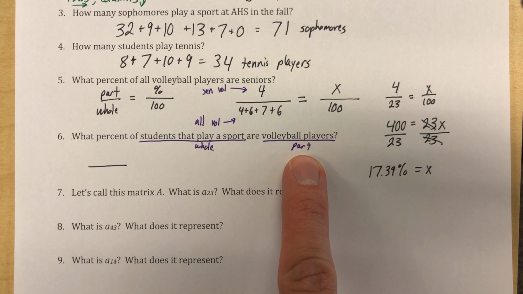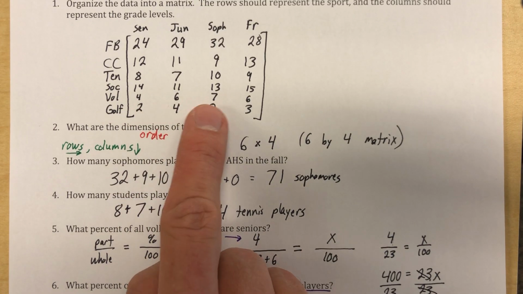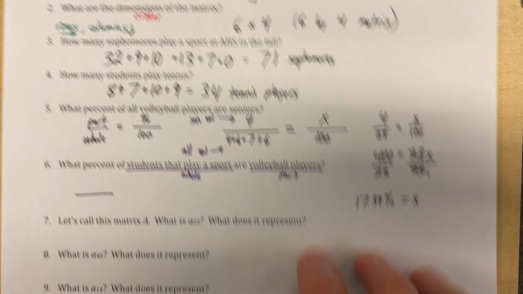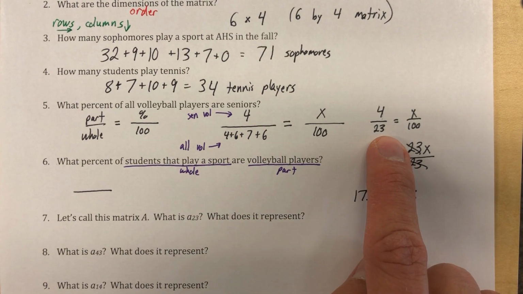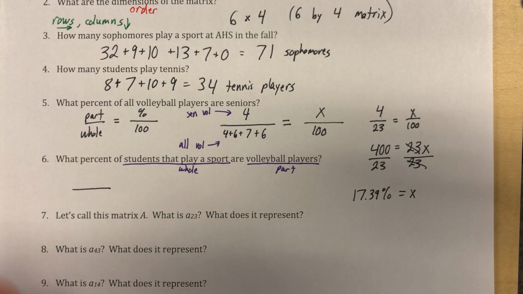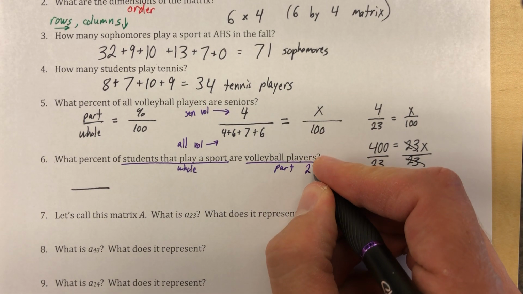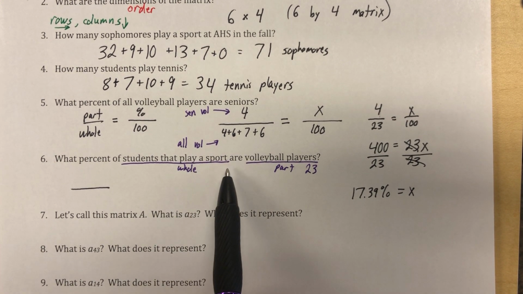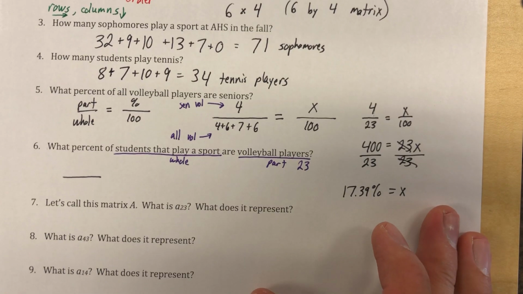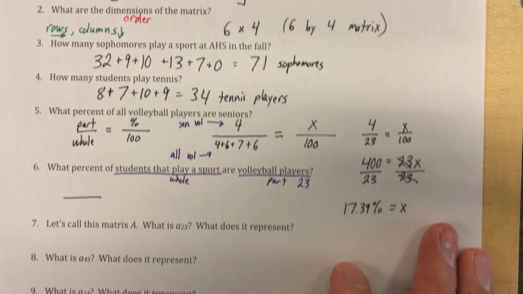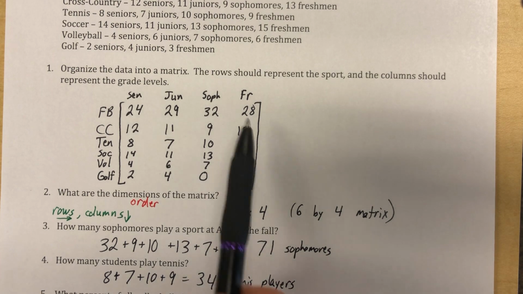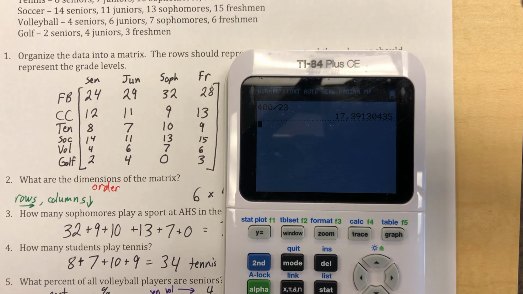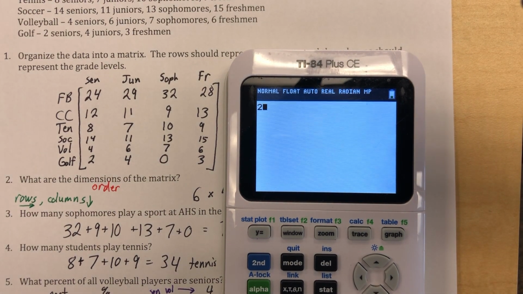How many volleyball players are there? Well, there are 4 plus 6 plus 7 plus 6, and we actually already did that. 4, 6, 7, 6 was 23. So how many volleyball players are there? There are 23. I'm just going to put that right here so we can keep it in our head. And then students that play a sport. All of them. So this is going to take a little bit of work. I want to know how many students play a sport, and that's this. I need to add all of these together. Is there a shortcut? No, I'm sorry, there is not. So let's just type this in very quickly.